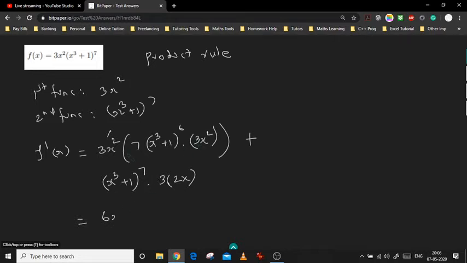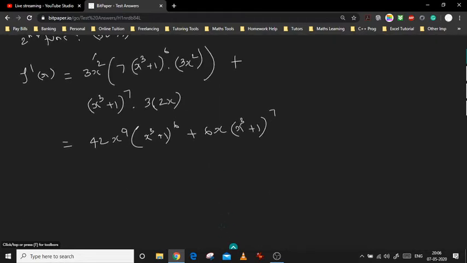Okay, I have numbers: 3 into 3 is 6, 6 into 7 is 42. So I can put this as 42. Multiplying the x's, I will get x power 4, and then I have this term (x cube plus 1) power 6, plus the second term, which is going to be 6x multiplied with (x cube plus 1) power 7. Okay, so I think we can still simplify this a little bit.